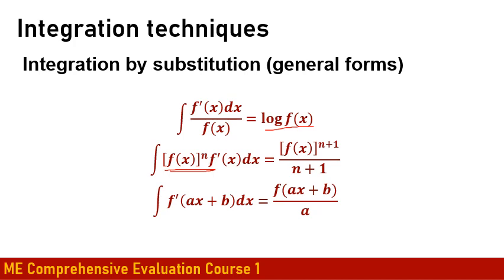And then we have ax plus b, that can be written as ax plus b over a. So if you have a function, the constant can simply become the denominator. Then we will have the function ax plus b in the numerator.